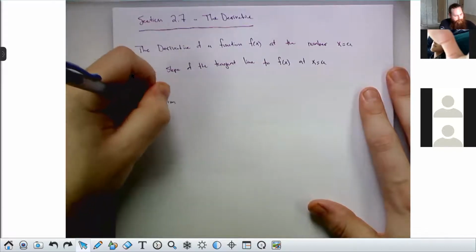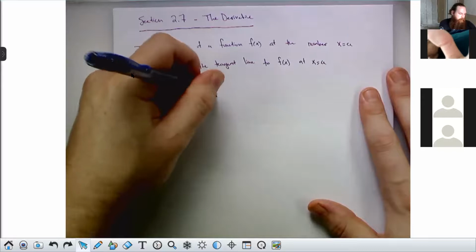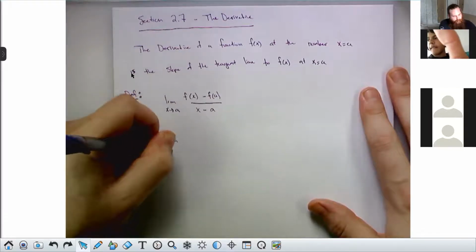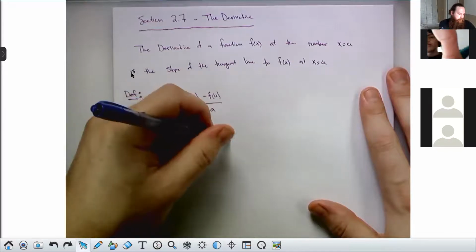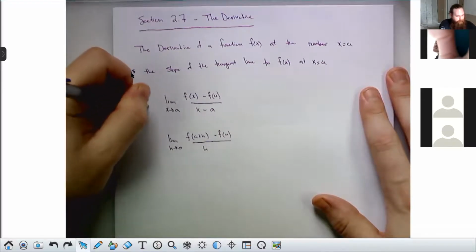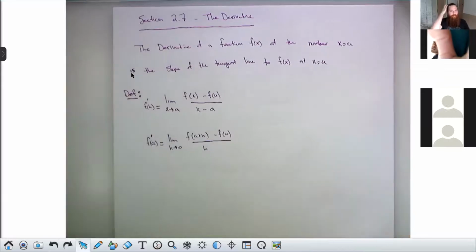You can write it as the limit as x approaches a of f of x minus f of a all over x minus a. Or you can write it as a limit as h goes to 0, f of a plus h minus f of a all over h. And the notation we have for this, we call this thing f primed of a. So that's f with a little prime notation up here of a. Because soon we're going to study this as a function in its own right. At the moment, I'm just thinking of f primed as being the number that you get out from this limit. It's the derivative of the function at the number x equals a.